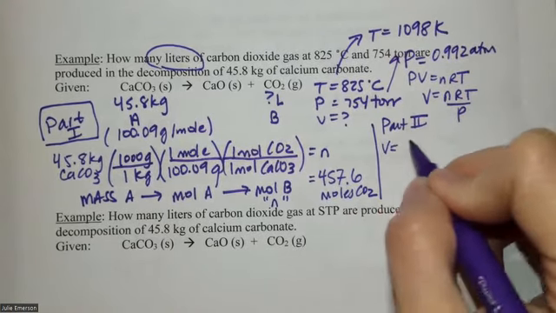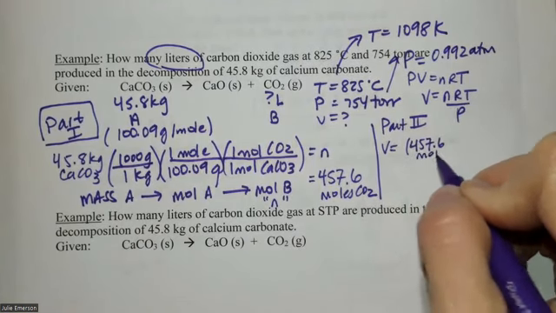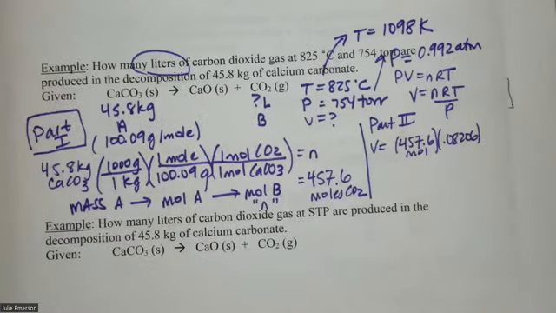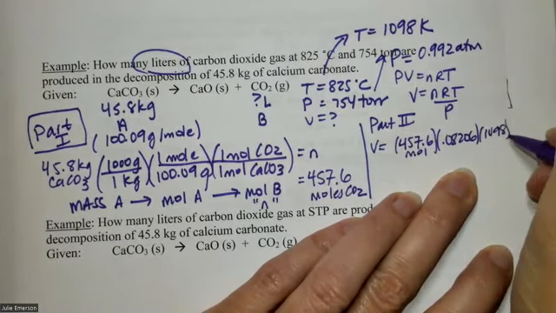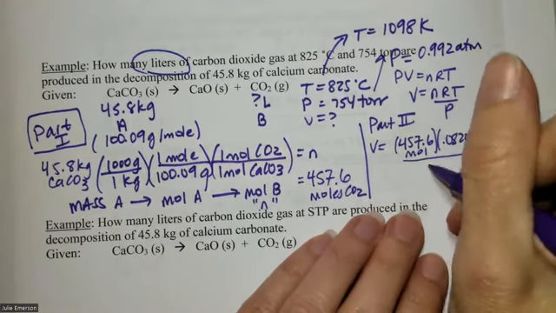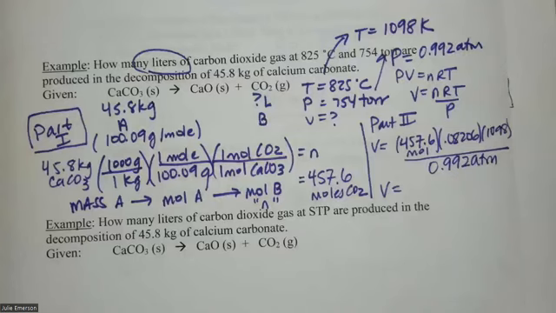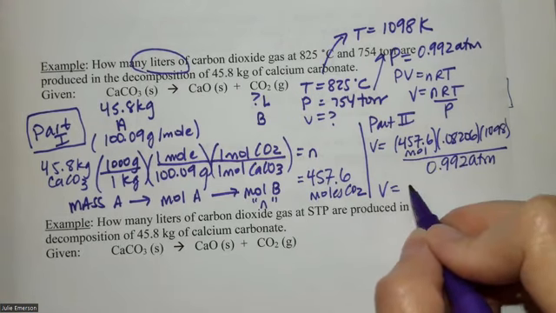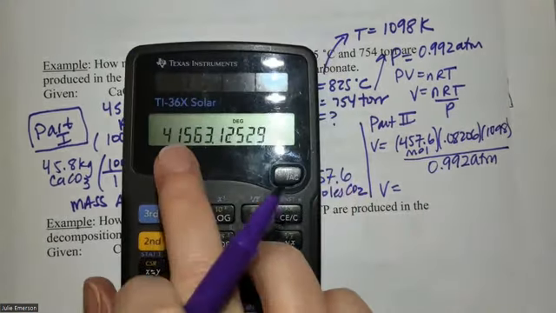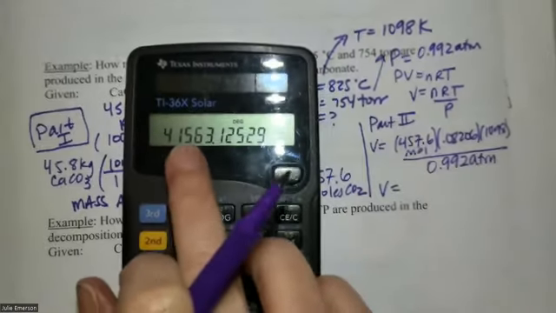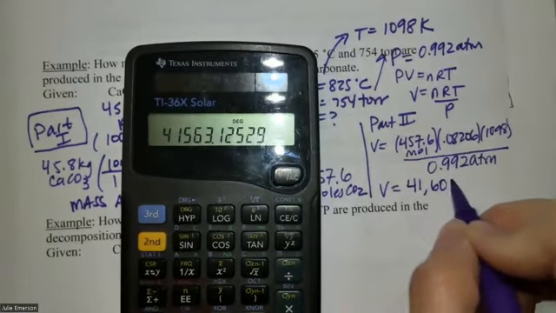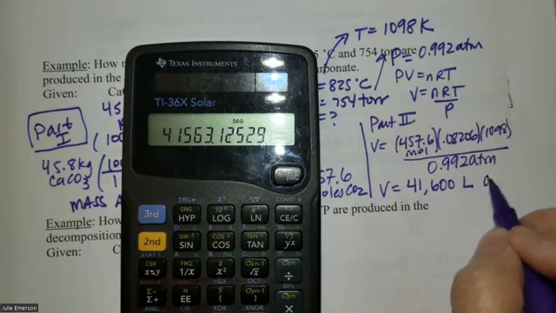Now to solve for volume, we have 457.6 moles, R is 0.08206, temperature in Kelvin 1098, and then we divide that by our pressure, 0.992. So I take my moles, 457.6 times 0.08206, times 1098, divide that by 0.992. And keeping 3 significant figures, just showing you what I got on my calculator, I get 41,600 liters of the CO2 gas.